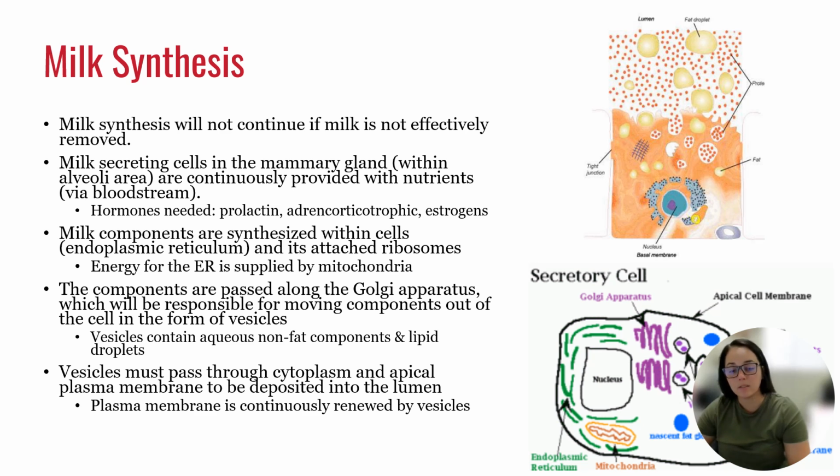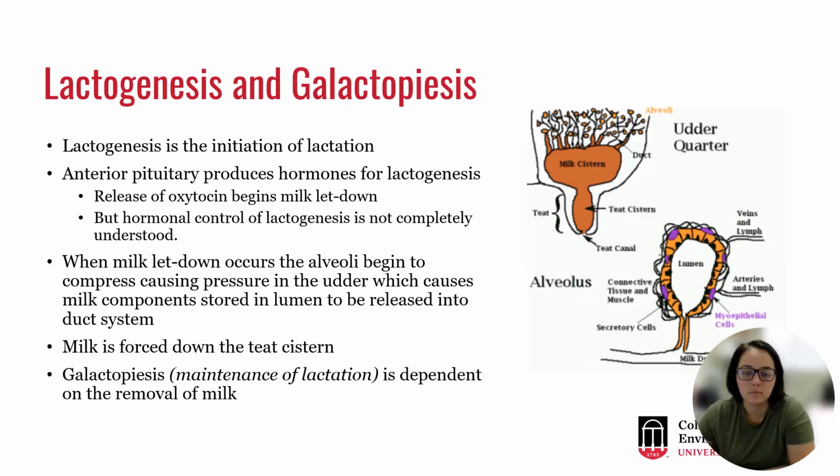And that process happens in the endoplasmic reticulum and the Golgi apparatus, and the mitochondria supplies the energy for that to happen. And then there are fat droplets that are also pinched off in the secretory cell and released into the lumen, which gives our cows the fat content within their milk.